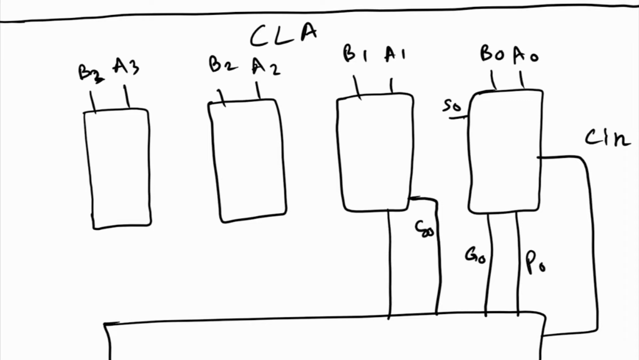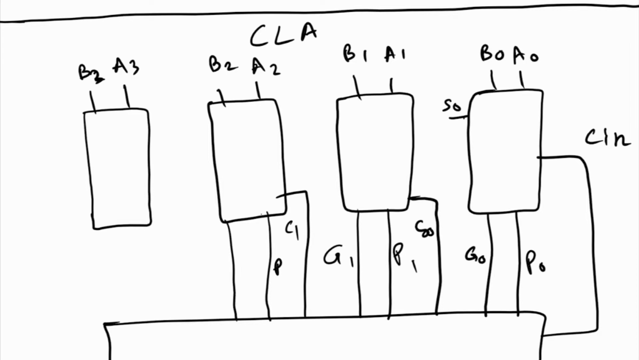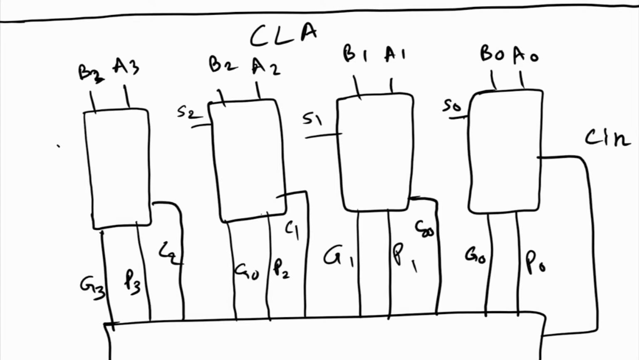Now here we are getting P1, G1 and carry C1, P2, G2. Here we also get sum. Here sum is S2 and this is C2, then P3, G3, this is our S3 sum, and this is C3.